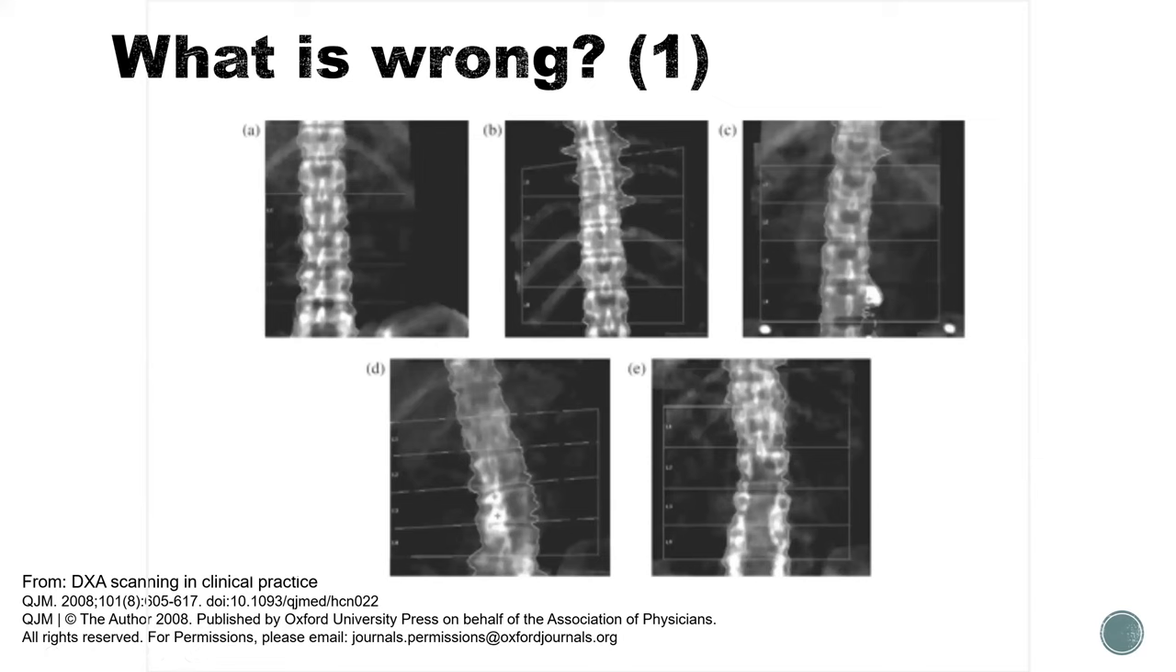I don't have enough time to do polling here, so just think in your brain. Let's look at A. What do you think is wrong? Well, in A, nothing very much except that it seems to be towards one side, so it's not really ideally positioned. It may not make much difference, but you should try and get this right in the middle. So it's a positioning problem. What about B?